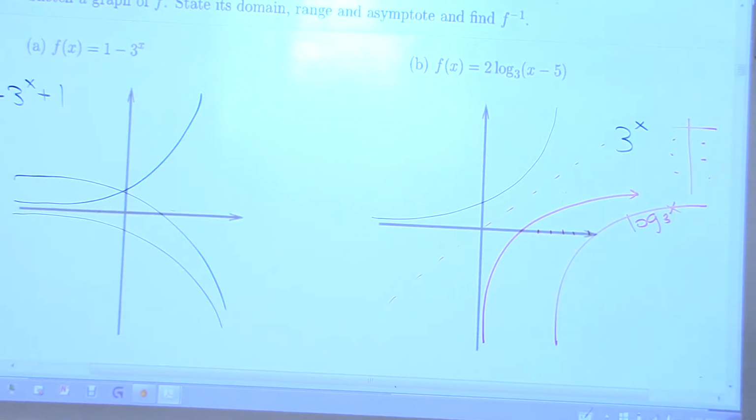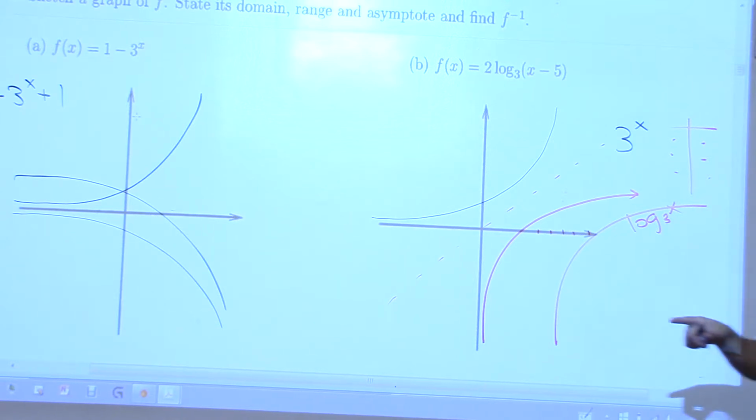And then doubling it, what's the 2 in front do? It just makes it bigger. It stretches it vertically. Now, I probably won't ask you to stretch vertically, because it's hard to draw. But I will ask you to move it around. Questions on that? It's a quick sketch.